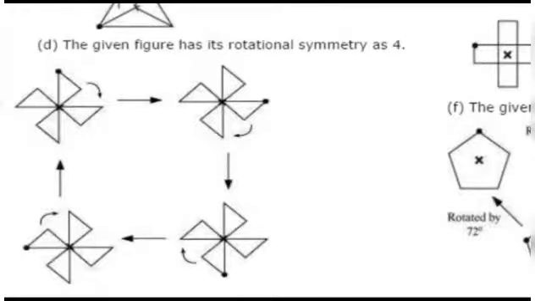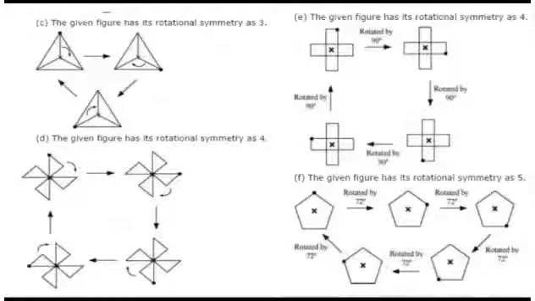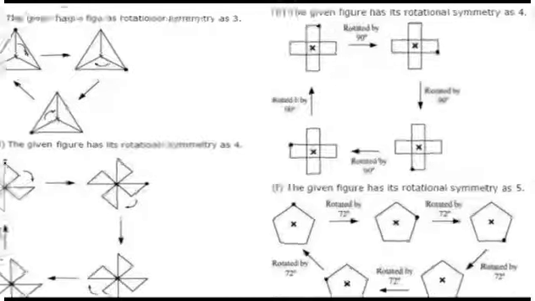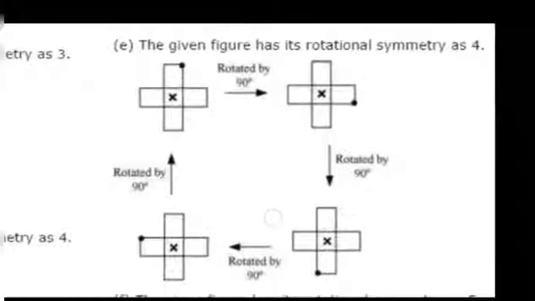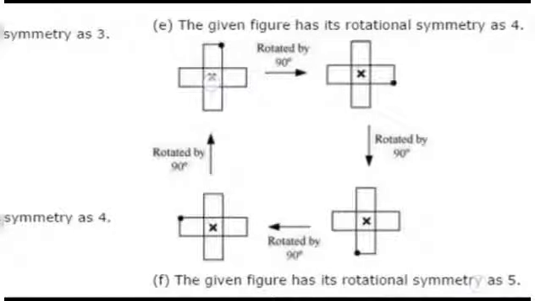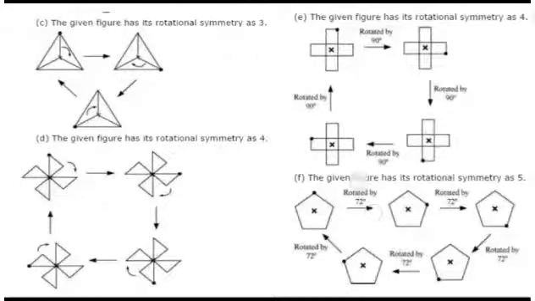Okay. Now students, let us go for this question, that is question E. The given figure has rotational symmetry of order 4. As you can see, it is divided into 4 equal parts. Again, the angle of rotation will be 90 and the order of rotation will be 4, right? Now let us go for the next question.